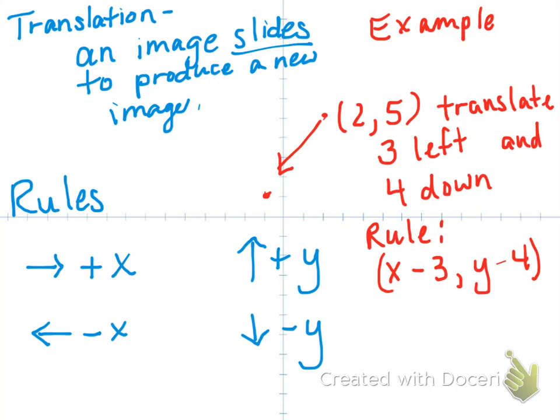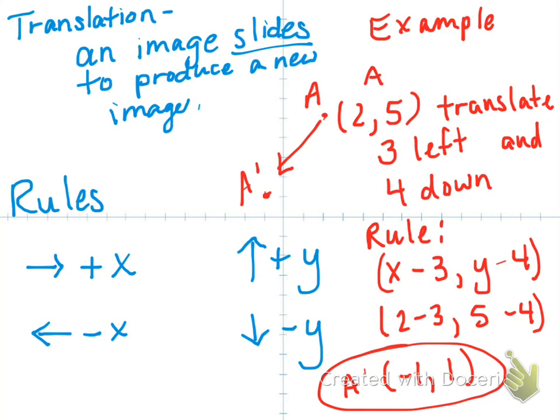So let's plug in the 2 and the 5 into that rule. We took the 2 and plugged it into x minus 3, so we have 2 minus 3. And then we have 5 minus 4, and that's going to give you negative 1, 1. If the original point is point A and the new point is A prime, then you can see that the coordinates for A prime are negative 1, 1. And that is all about translations.